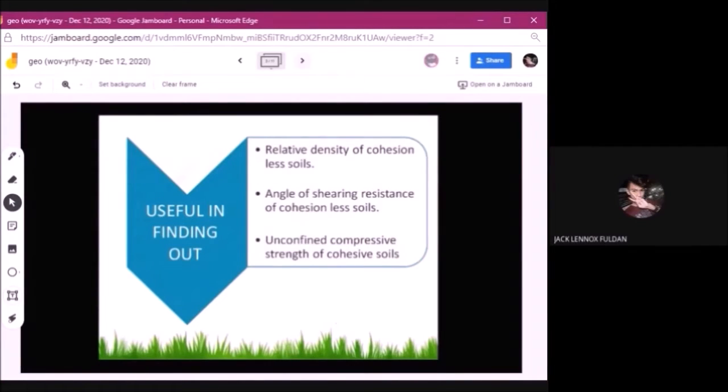So guys, SPT is useful in finding out the relative density of cohesionless soils. Also, the standard penetration test is essential in finding out the angle of shearing resistance of cohesionless soils. And lastly, it is used to find the unconfined compressive strength of cohesive soils.